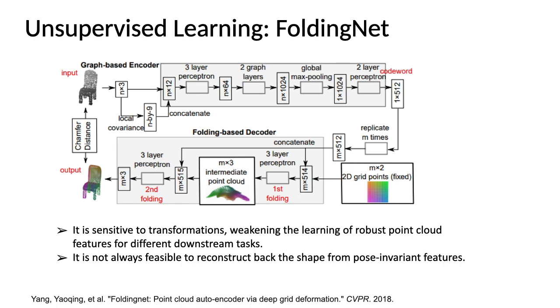FoldingNet is a generative-based method which leverages a graph-based encoder and a folding-based decoder to deform a canonical 2D grid onto the surface of a point cloud. However, it has two main drawbacks. It is sensitive to transformations, and it's not always feasible to reconstruct the shape from pose-invariant features.